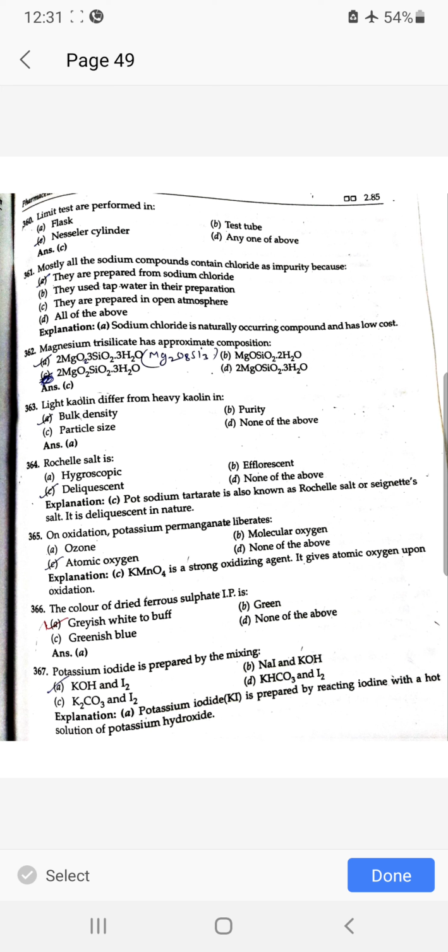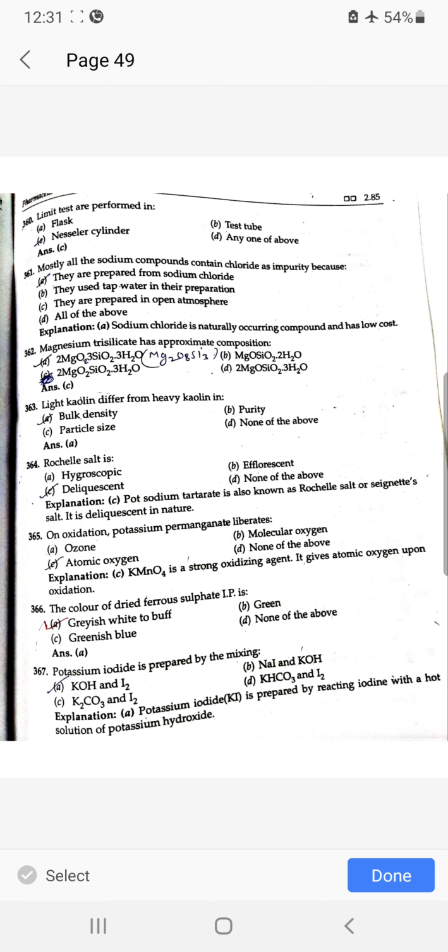Mostly all sodium compounds contain chloride as an impurity because they are prepared from sodium chloride. Magnesium trisilicate has the approximate composition 2MgO.3SiO2.xH2O. Light kaolin differs from heavy kaolin in all of the above. Rochelle salt is deliquescent. On oxidation, potassium permanganate liberates atomic oxygen.